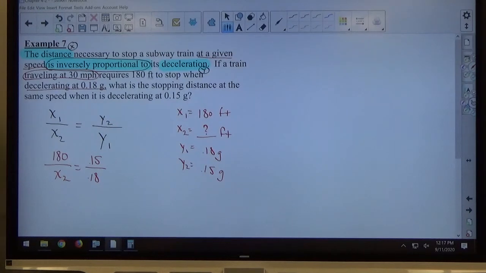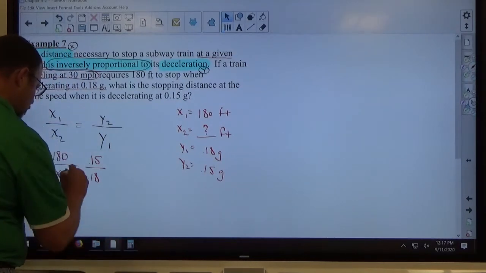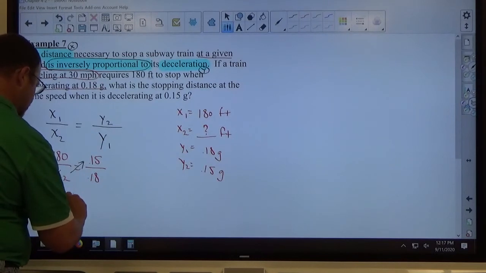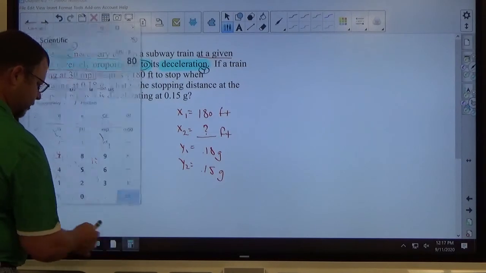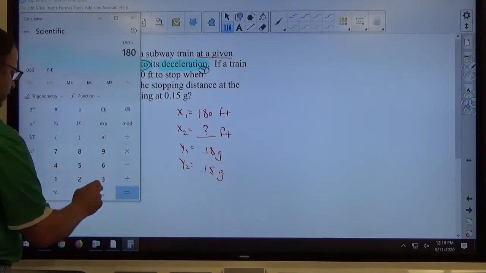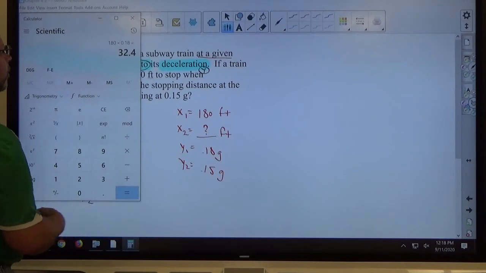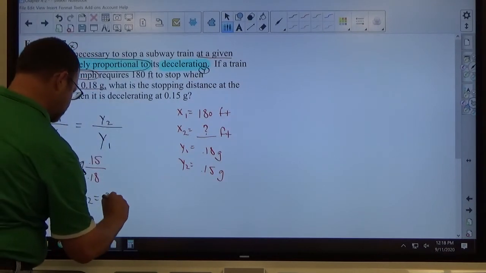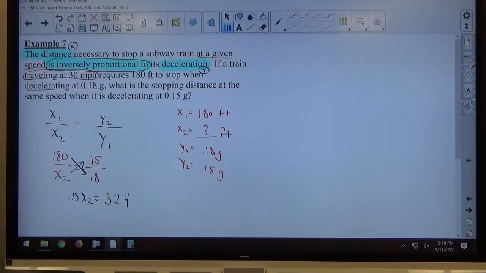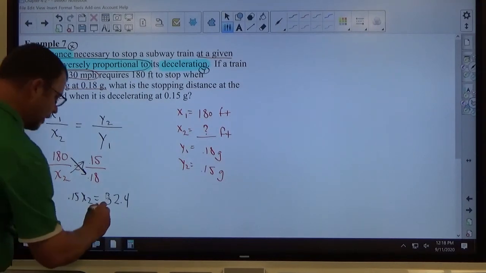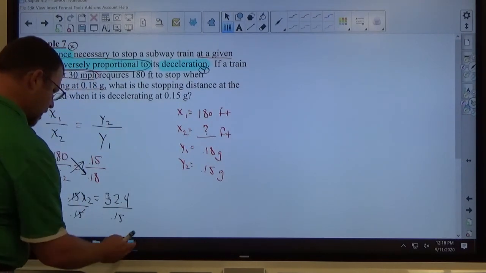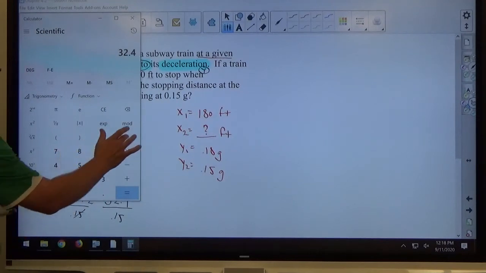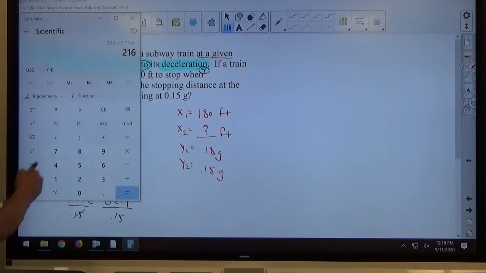Proportions created, now I cross multiply. 0.15 times x sub 2 equals 180 times 0.18. 180 times 0.18 is 32.4. And 32.4 equals 0.15 x sub 2, so I divide by 0.15. And so I got 32.4 divided by 0.15. That comes out to 216 feet.